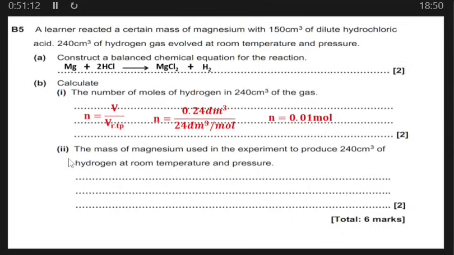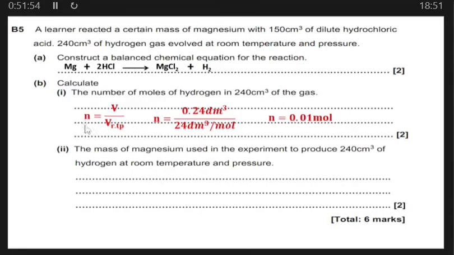Then B2, they are saying we also calculate the mass of magnesium used in the experiment to produce 240 cubic centimeters of hydrogen gas at room temperature and pressure. So this gas which was produced with this number of moles here, how much magnesium was reacted? So again, we need to make a mole-to-mole relationship between the reactant they're asking us to find the mass for, and also the product whose number of moles we know.